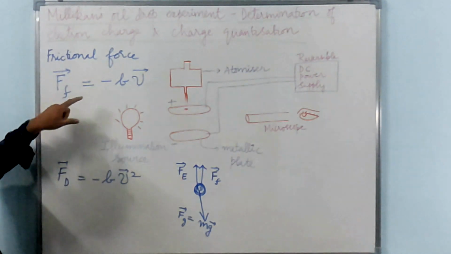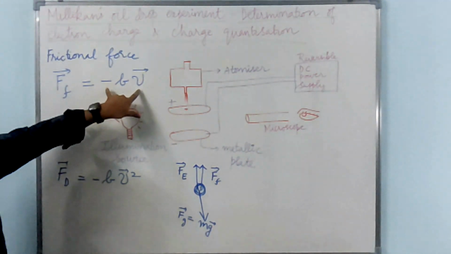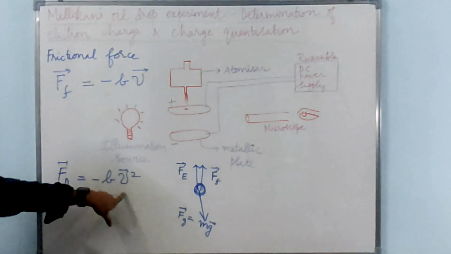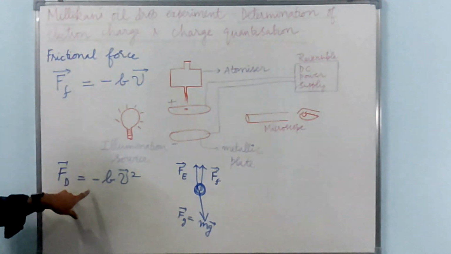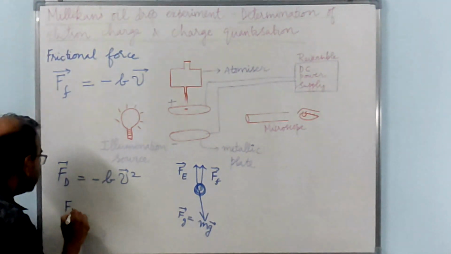Here we can clearly see that we are using a linear connection between the force and the velocity, but the actual drag force has a nonlinear connection between velocity and drag force. It is proportional to the square of the velocity in this case.